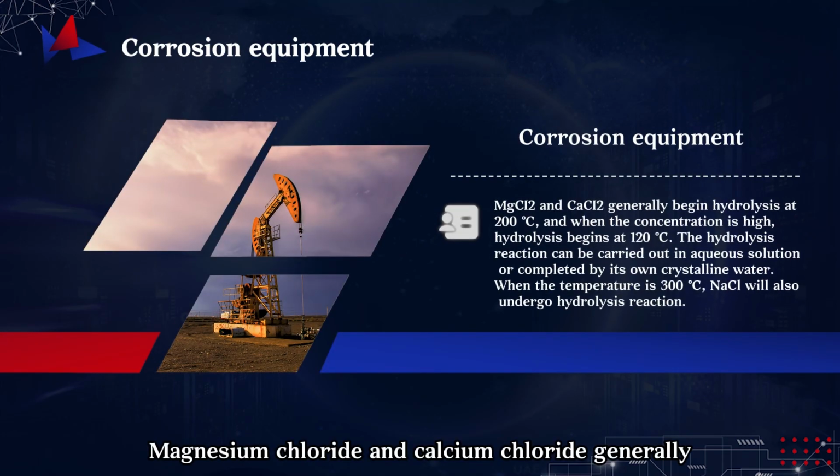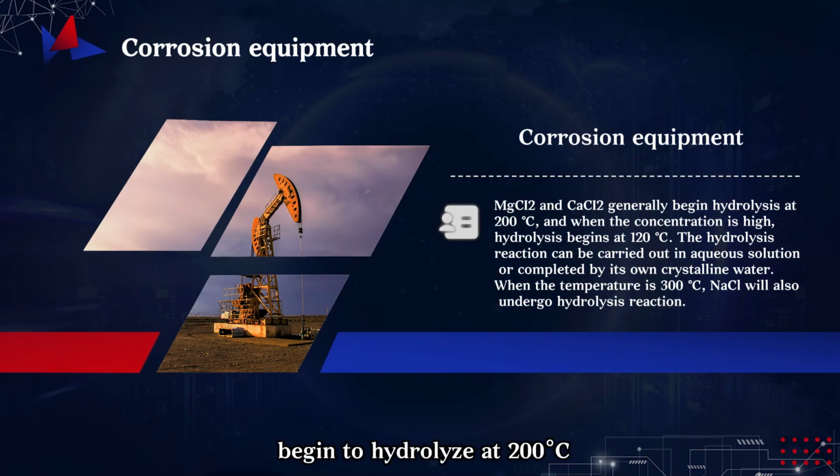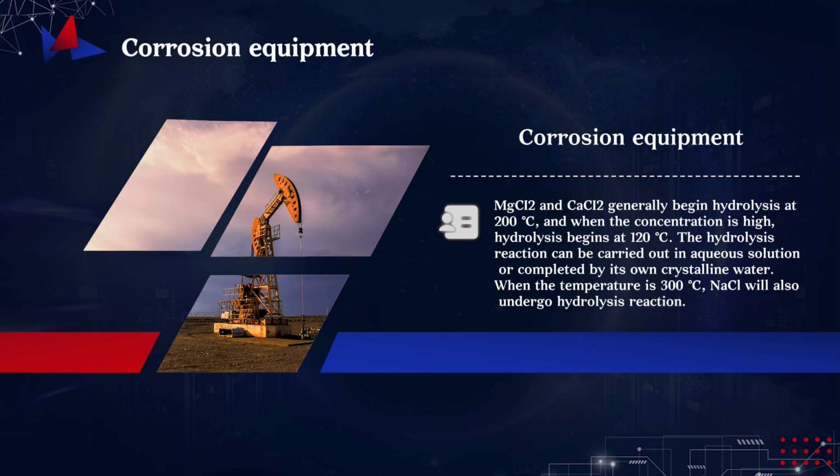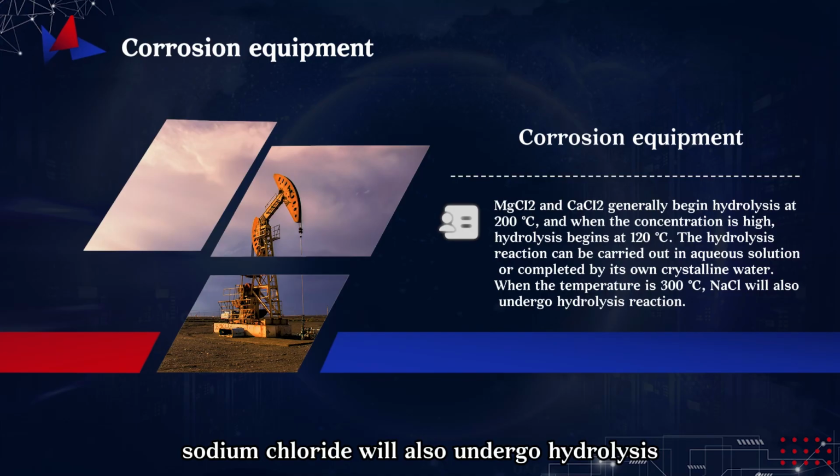Magnesium chloride and calcium chloride generally begin to hydrolyze at 200 degrees Celsius. When their concentration is high, hydrolysis can start at 120 degrees Celsius. Hydrolysis can occur in an aqueous solution or proceed using their own water of crystallization. When the temperature reaches 300 degrees Celsius, sodium chloride will also undergo hydrolysis.